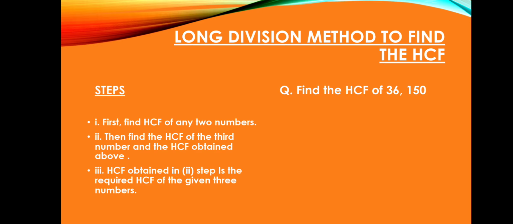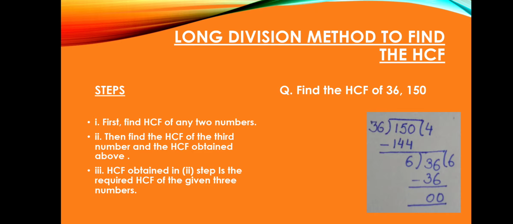Find the HCF of 36 and 150. So what we have done, we have taken here the bigger number as the dividend, smaller number as the divisor. Now start dividing this. 36 multiplied by 4 will give us 144 and it will give us remainder as 6. Now this remainder will act as the next divisor and the first divisor will act as the next dividend. So 6 into 6 is 36. Now this time we have got no remainder. So our last divisor will be the HCF here. Okay. So HCF of 36 and 150 is 6.